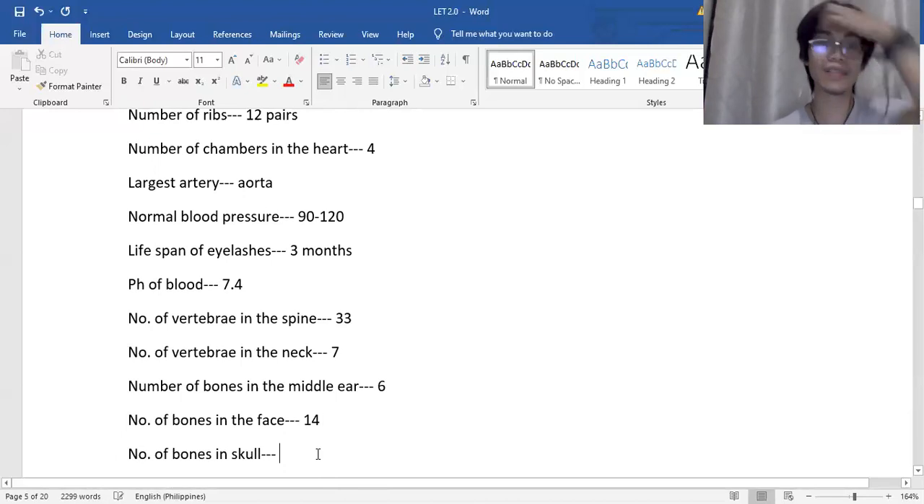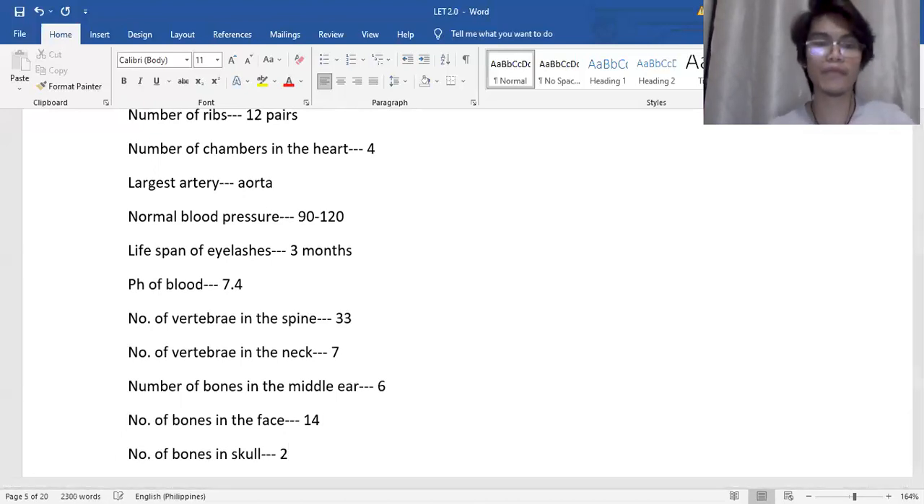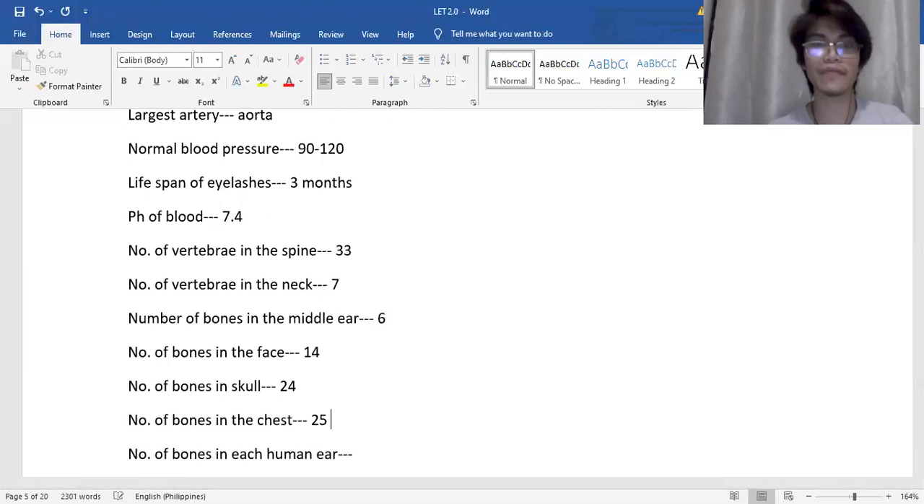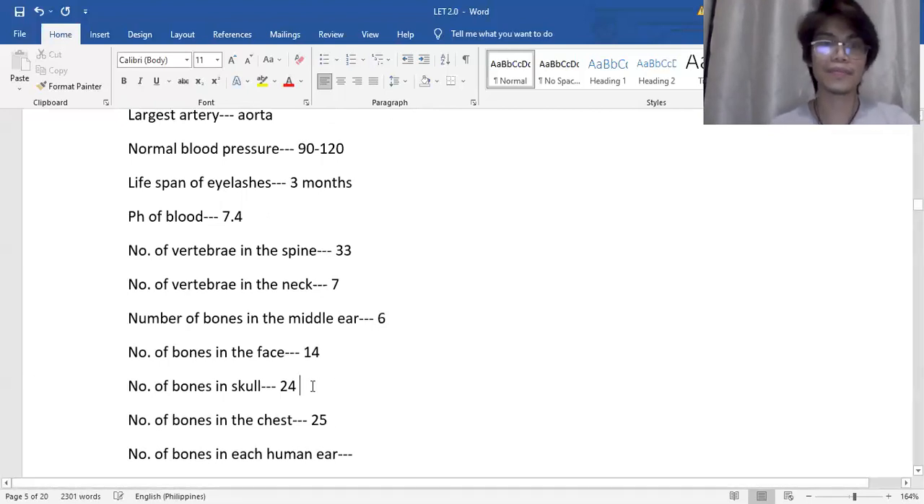In the skull, we have 24. And number of bones in the chest, we have 25. I'm not sure of that, maybe.